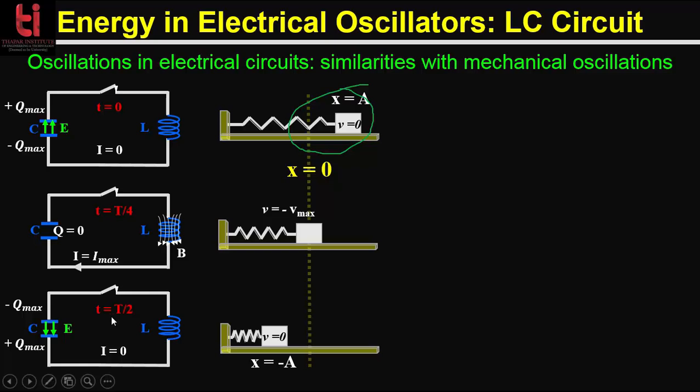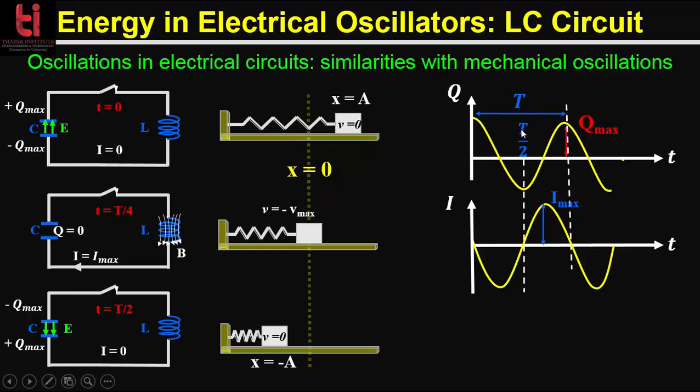So when t is equal to T by 2, that is after half of the cycle, the charge on the capacitor again will have its maximum value, that is Q is equal to Q maximum. No current is flowing in the circuit, so no energy contribution from the inductor, and this is actually equivalent to the compressed spring mass system. Now the question is, why equivalent to the compressed spring mass system? Because of the opposite polarity.